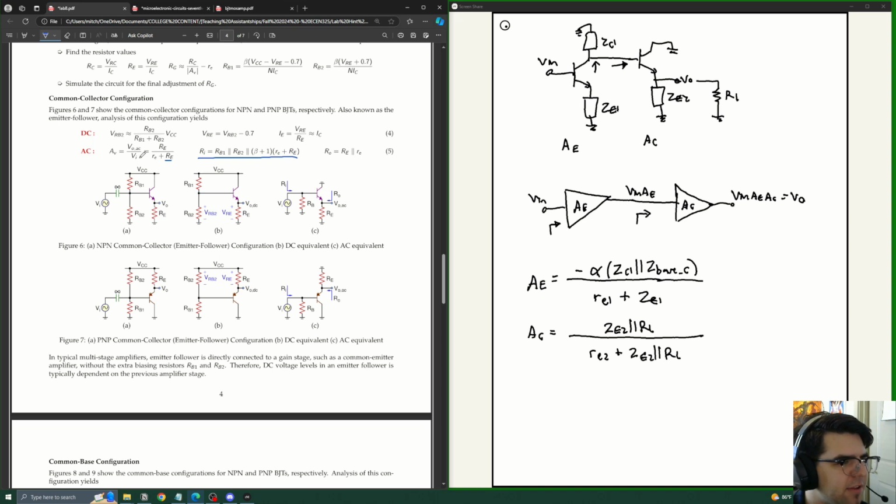So the gain of this stage is going to be pretty bad, especially once we attach the RL to it. But that's kind of the L that we take so that the gain of the common collector stage can remain really high. And overall, this is a net benefit.